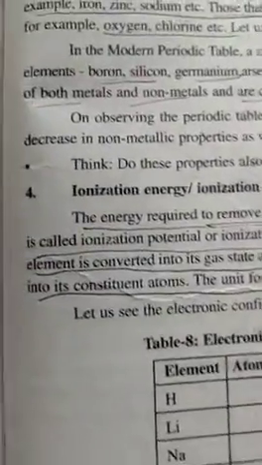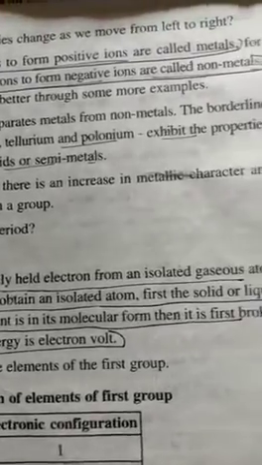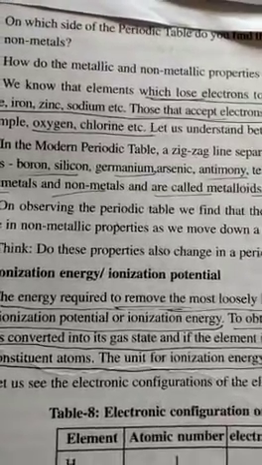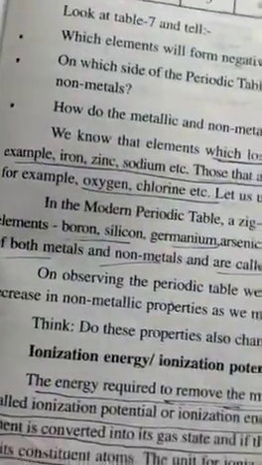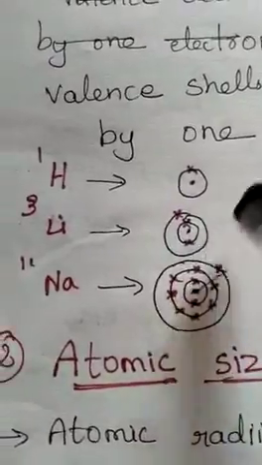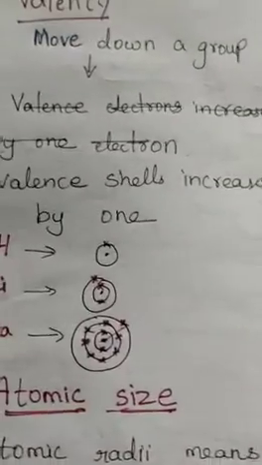Ionization energy means the energy to remove the most loosely held electron from an isolated gaseous atom, called ionization potential or ionization energy. That means, with examples, these examples will help you to study the properties of the periodic table.